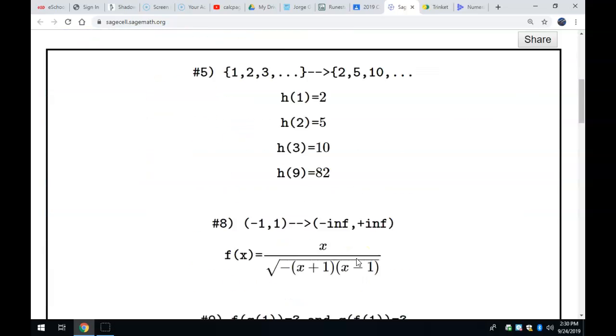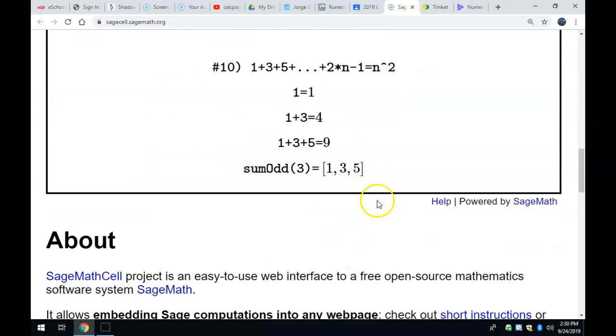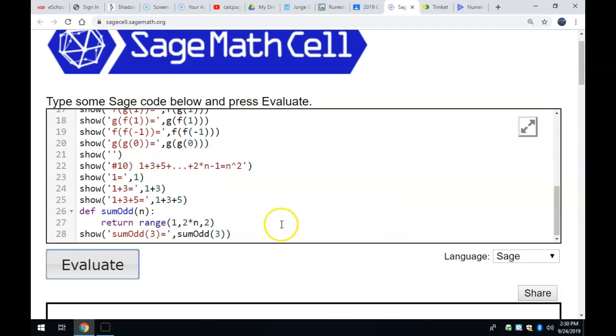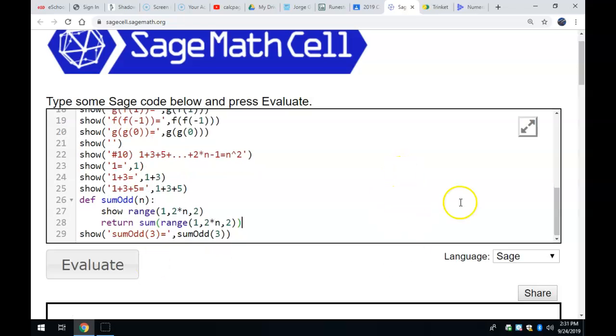But I don't want that. I want the sum of the list. So how about if we show that, so we can see what the list is. Let's show that. But since it's a list, remember the list data structure in Python has a sum command. So let's do the sum of the list, which is really a series, the sum of a sequence, right? All right, let's see if that works.